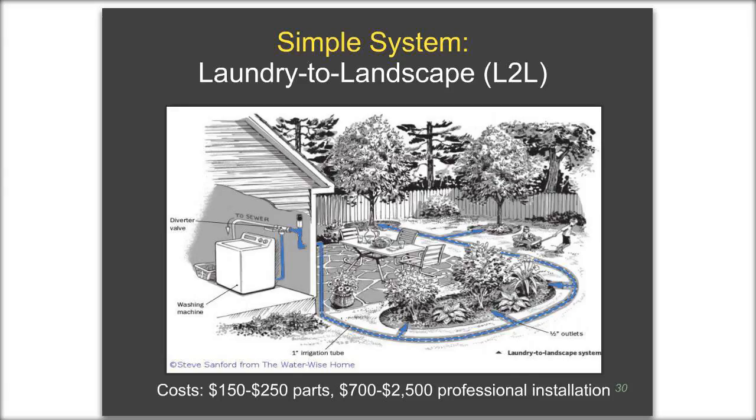You've done a good design. You figured out how much water you produce, and then you look at your landscape and determine how much of your landscape you can irrigate, and then you'd set up an irrigation system. You can see the blue going out into the landscape. The materials are usually around $150 to $250 in parts, and if you hire someone, it's usually about a 1 to 2 day job, so it might cost you around $700 to $2,500 depending on how big your system is.